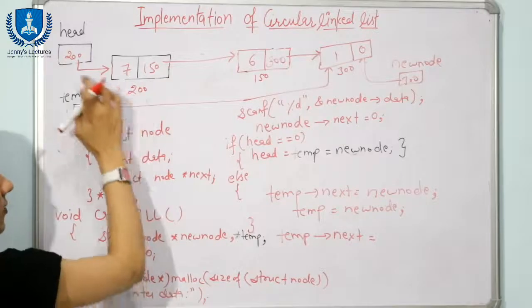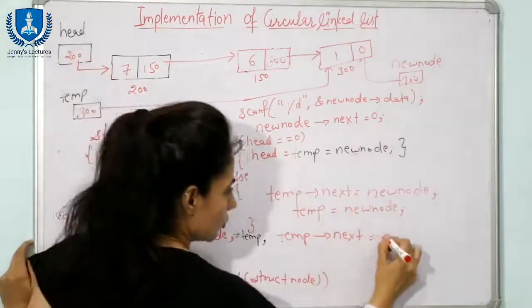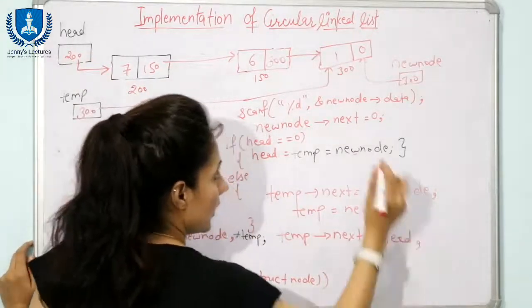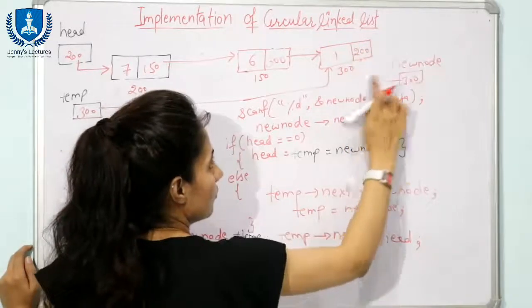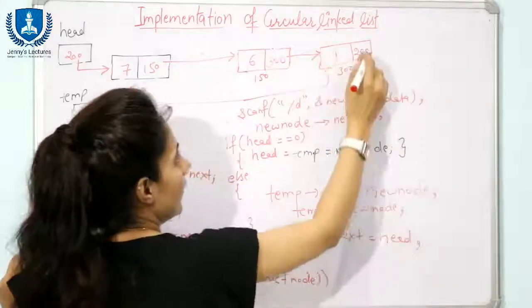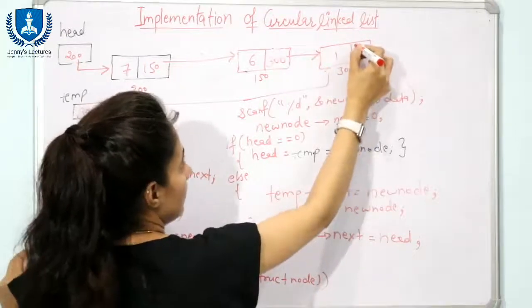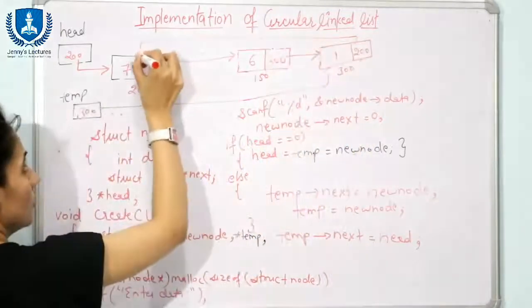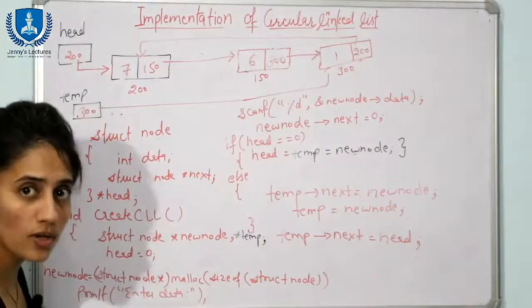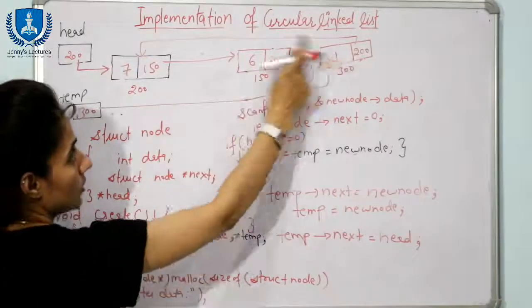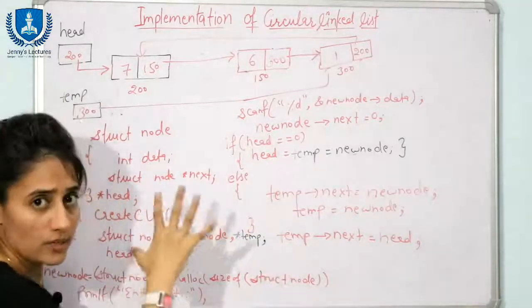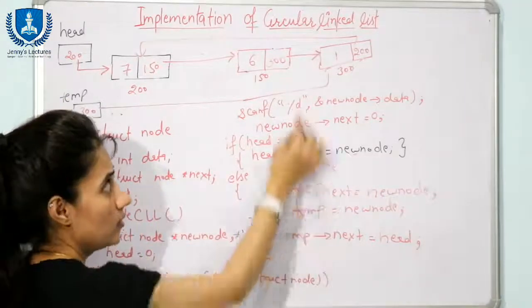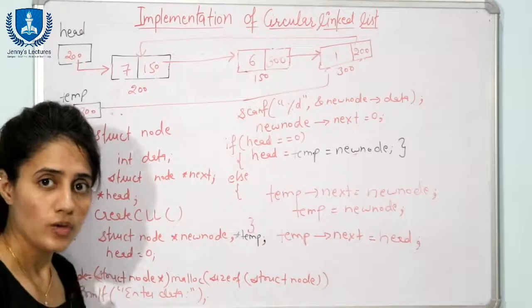From where can I get this address? In head we have 200. So here I can write head. So now it is having 200. Fine. And now this node is pointing to this one, and now this is a circular linked list. So only this line you have to add in the code of single linked list creation to make it a circular linked list. And now you can write the same code.